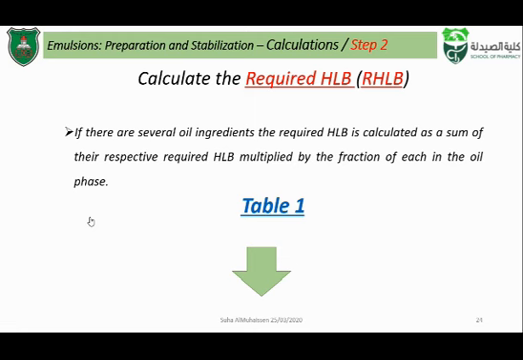If there are several oil ingredients, the required HLB is calculated as a sum of their respective required HLB multiplied by the fraction of each in the oil phase. Again, you need to find out the required HLB for each ingredient to form the specified emulsion, multiply it by its fraction in the oil phase, and sum all of these contributions.